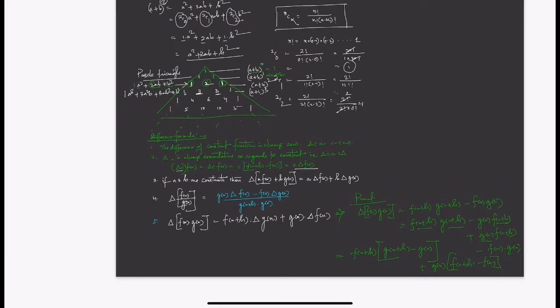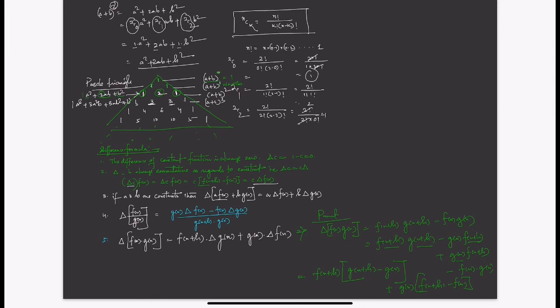Now this is going to be f of x plus h into, this is nothing but Δ of g of x, plus g of x into, this is nothing but Δ of f of x. Here we have proved this thing. Now this one also we can prove.